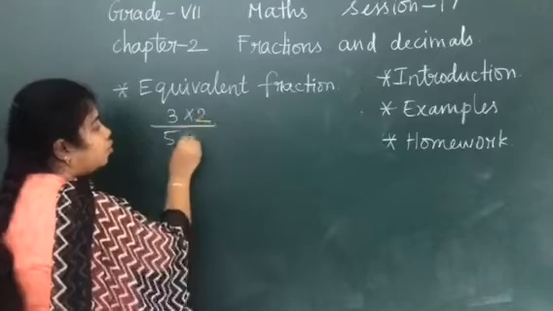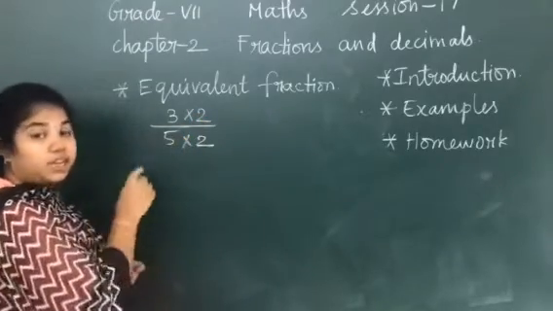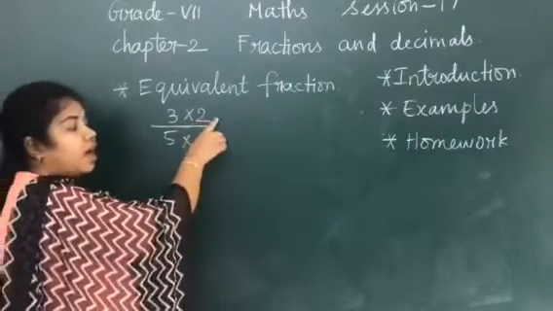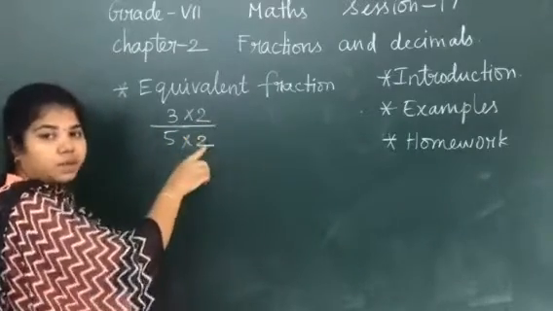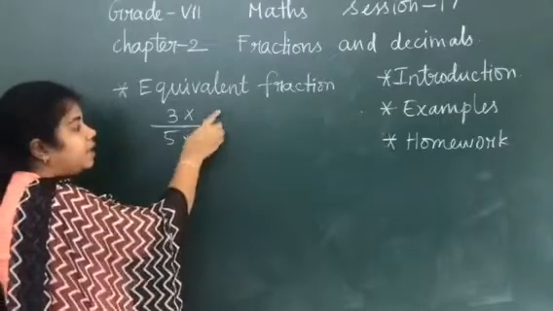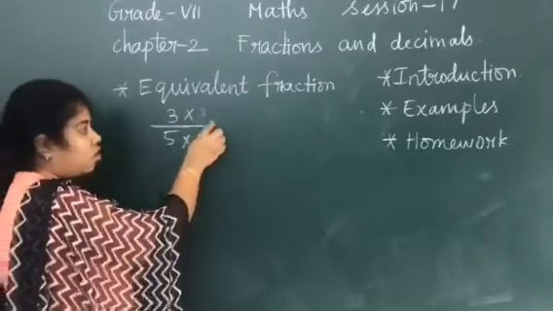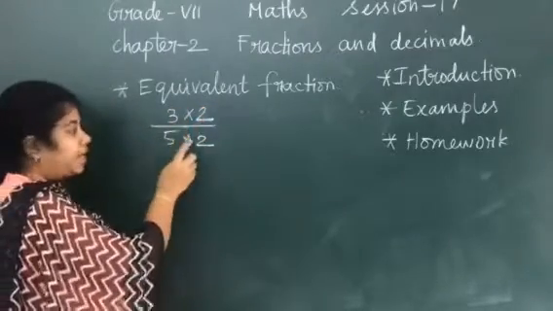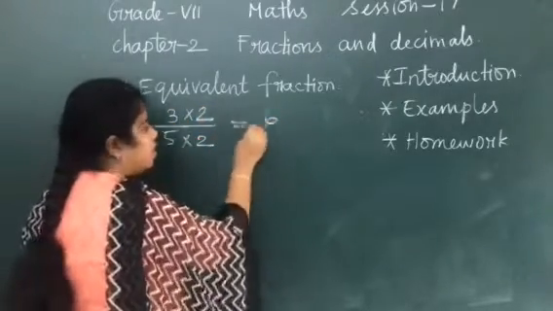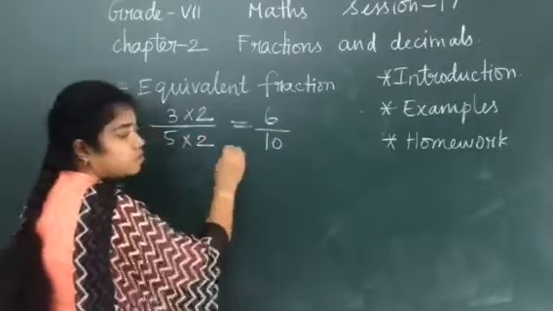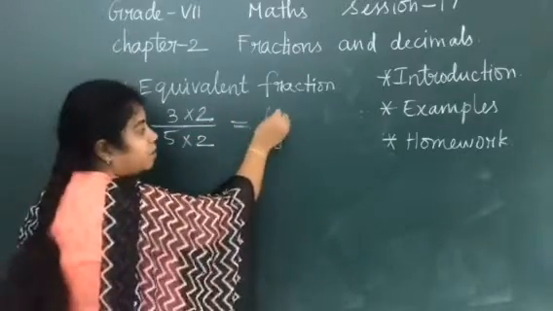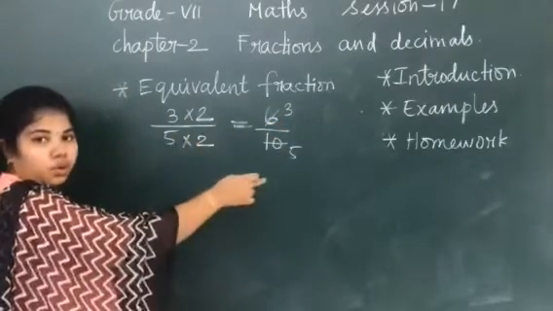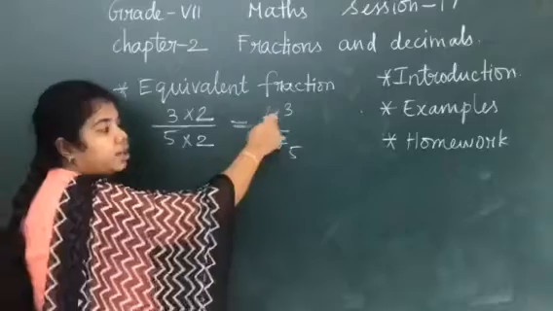2 multiplied to numerator and 2 multiplied to denominator. Be careful that only the same number should be divided and multiplied to the numerator as well as denominator. You are not supposed to multiply here 3 and here 2. That is wrong. So you have to multiply the same number to the numerator and denominator. What is 3 into 2? It is 6. What is 5 2s? It is 10. So if you cancel in second table, what will happen? This will be 3 and this will be 5. So this is equivalent to that, right? So 3 by 5 is equivalent to 6 by 10.